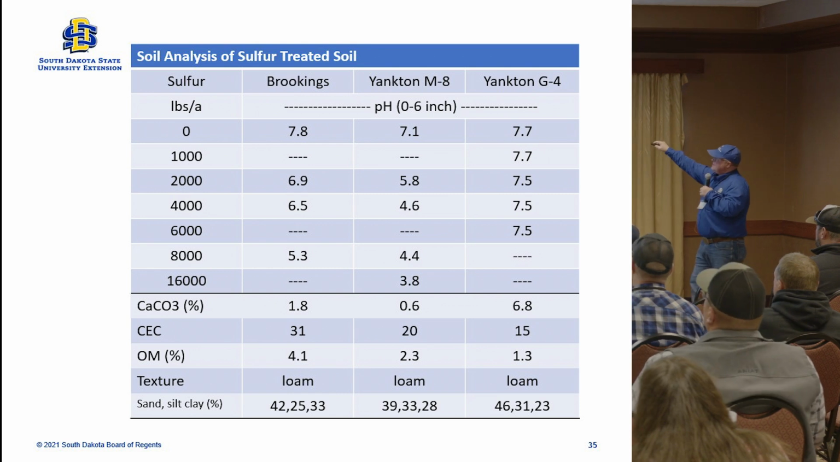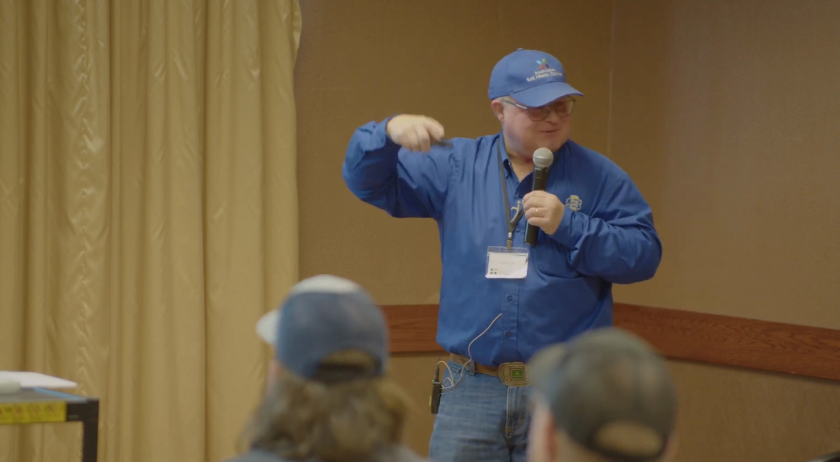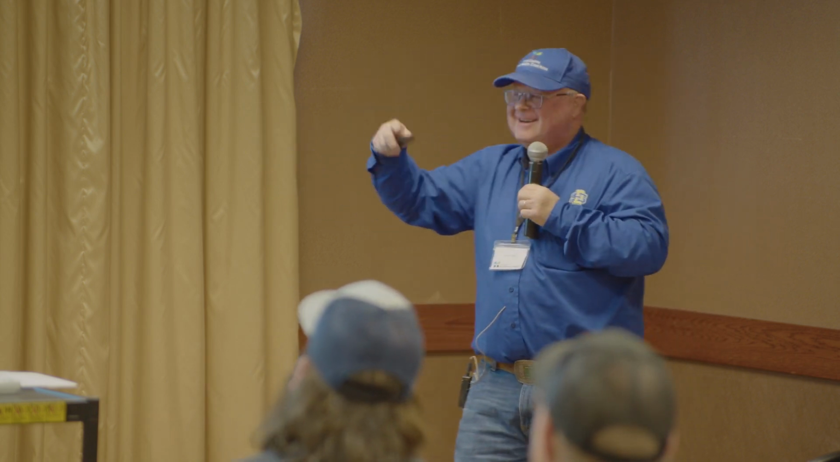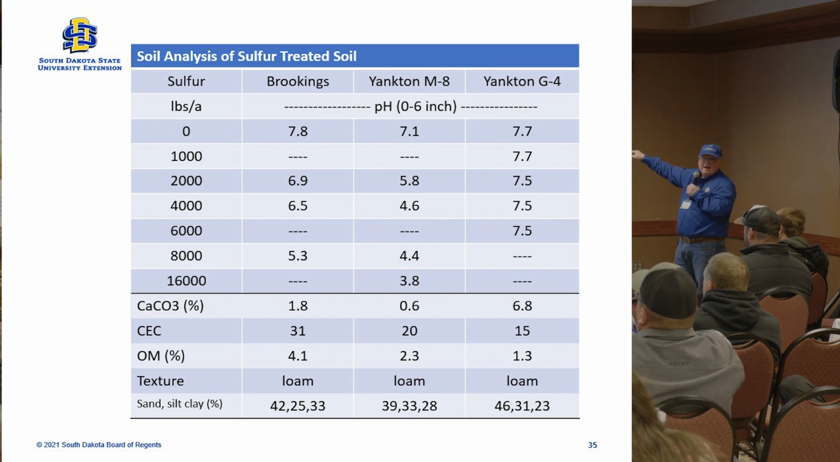And now we have 3 sites, Brookings and 2 at Yankton, because Gurney's, remember Gurney's? They were interested in this too. How come we can't grow blueberries, right? So they put out 2 sites, put on various rates of elemental sulfur. A couple sites had 8,000, one had 16,000. Okay? We know you can't afford to do that, but we just have to see what happens.